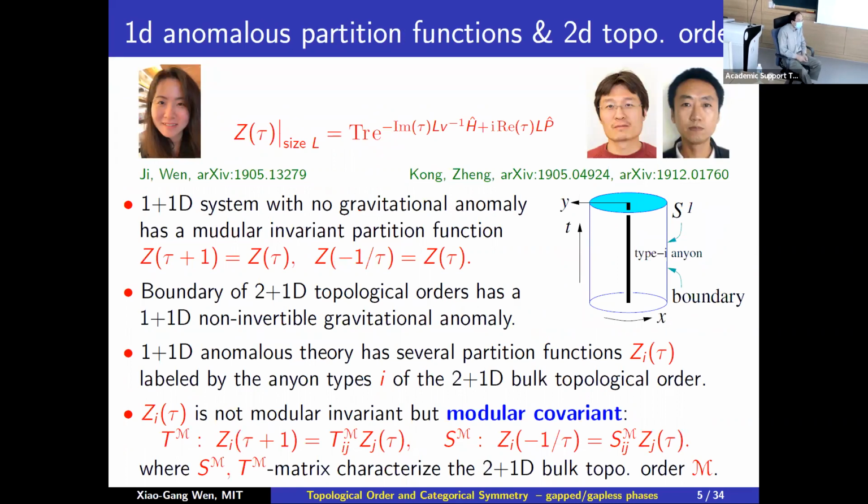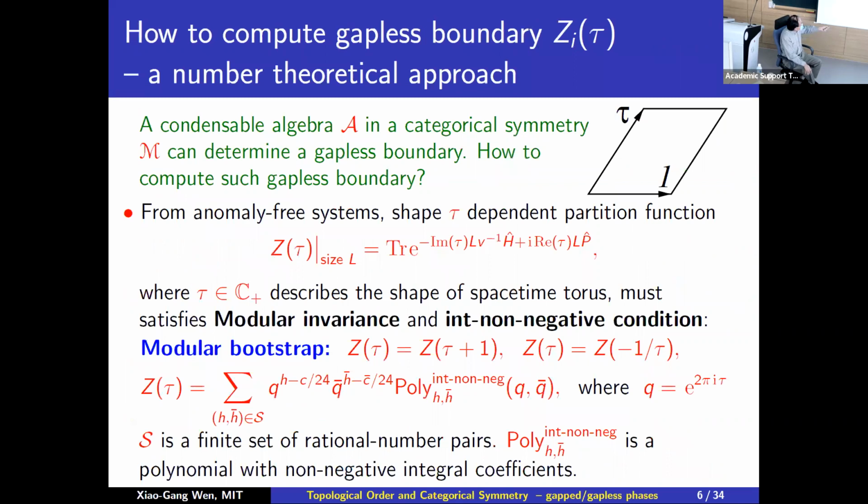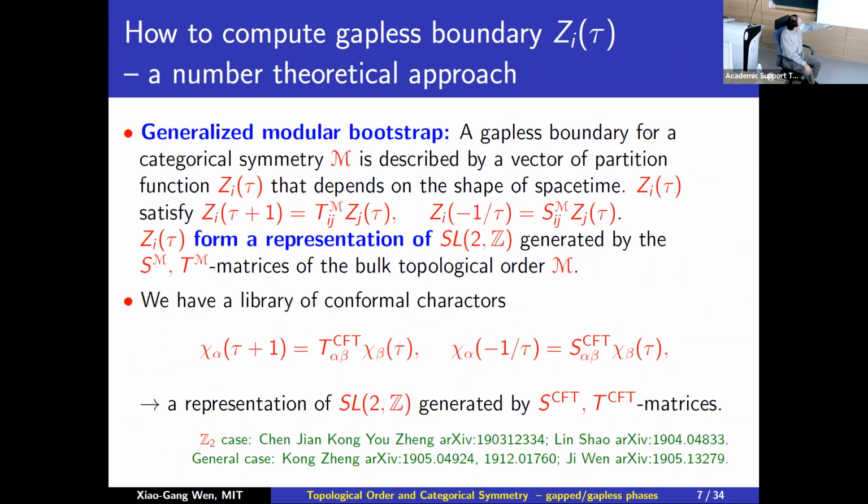Follow-up question. What is the transformation property of the partition function ZI against TCFT and SCFT? It's modular invariant with respect to them. They don't transform, because we require Z to transform according to this topological order modular matrix. So it's a mathematical trick, using some conformal characters to obtain a partition function that transforms properly.